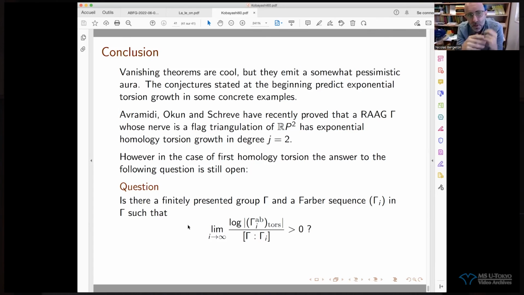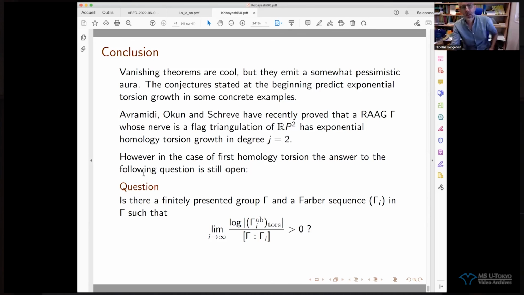There is a recent interesting work of Avramidi, Okun, and Schreve, who constructed an example of some particular right-angled Artin group where they can get exponential growth of torsion in degree 2. So it was the first case where there are towers where the torsion grows exponentially. But what is quite frustrating, and I want to advertise this, is that we have no example like that.